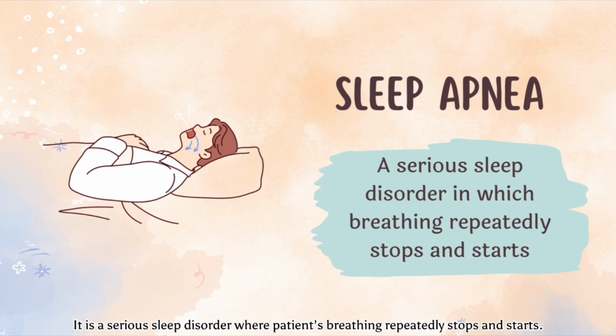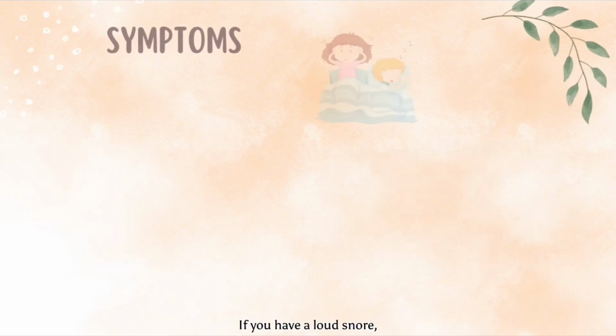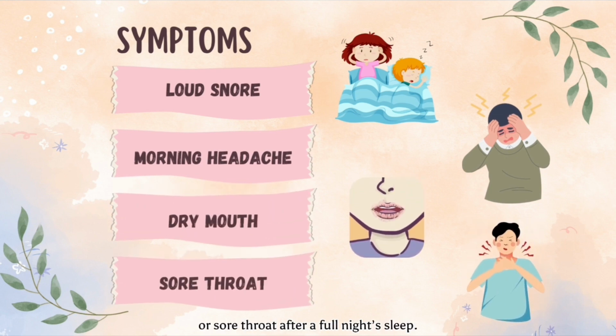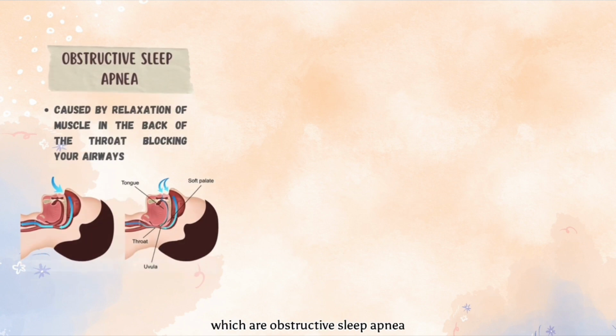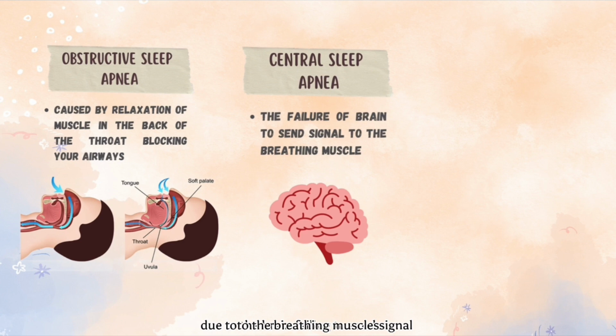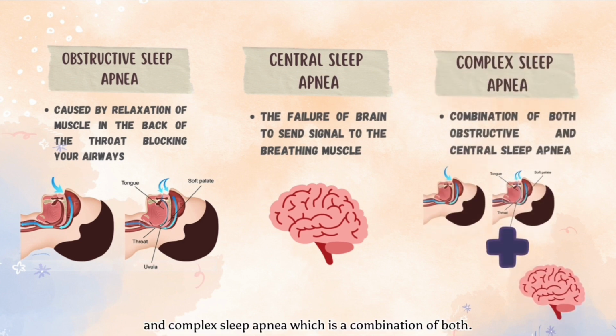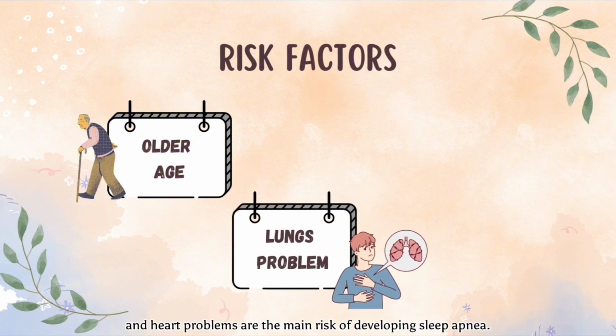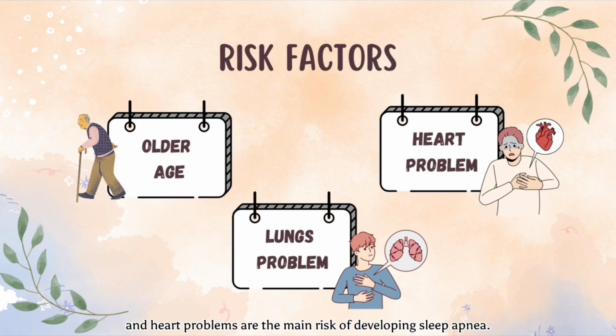It is a serious sleep disorder where patients' breathing repeatedly stops and starts. If you have loud snore, morning headache, dry mouth, or sore throat after a full night's sleep, there are three types of it, which are obstructive sleep apnea, caused by relaxation of muscle in the back of the throat blocking your airways, central sleep apnea, which is due to the brain failing to send signal to the breathing muscle, and complex sleep apnea, which is a combination of both. Older age and medical conditions such as lung condition and heart problem are the main risks of developing sleep apnea.